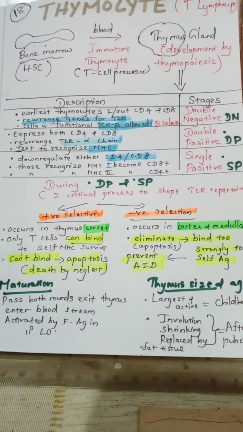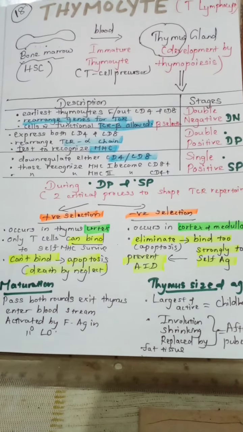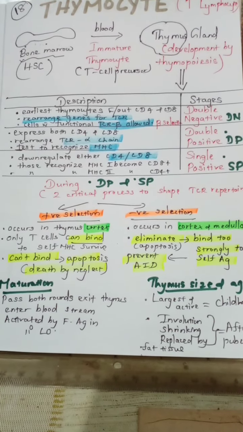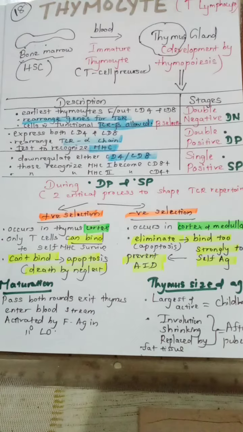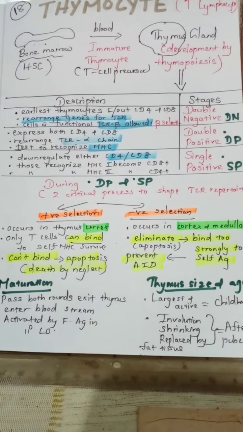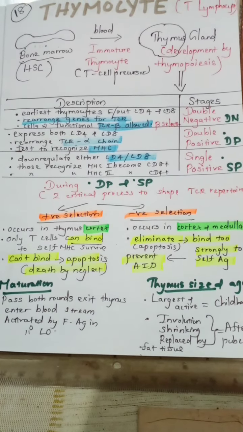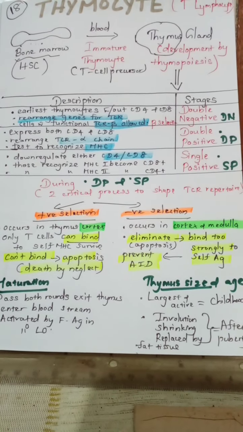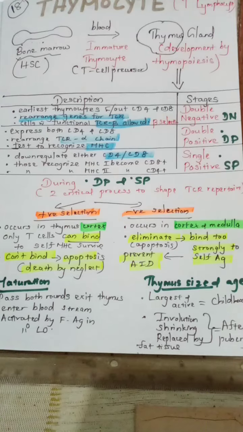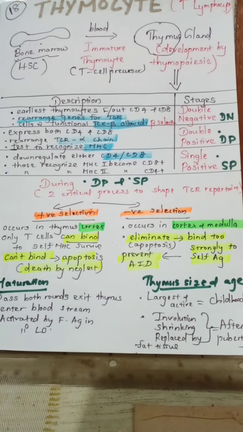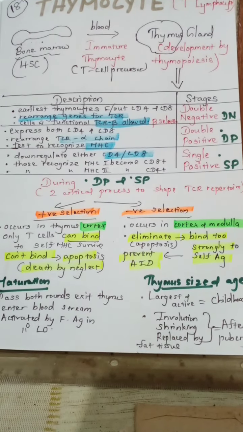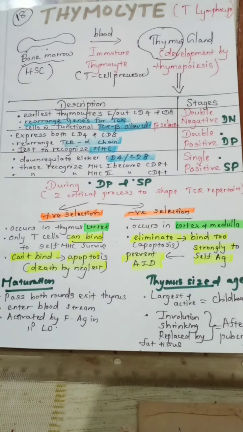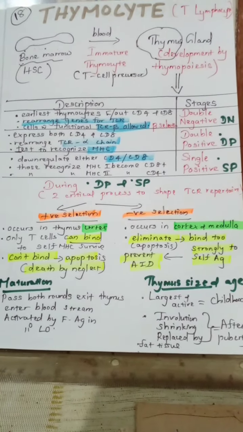Then comes the double positive stage, where the T cells start expressing CD4 and CD8. At this stage, the TCR alpha chains get rearranged, and this is where the MHC restriction happens. And in the single positive stage, CD8 positive cells, which are able to recognize MHC1, survive, and CD4 positive cells, which can recognize MHC2, survive. So the double positive and single positive stages are two critical processes.